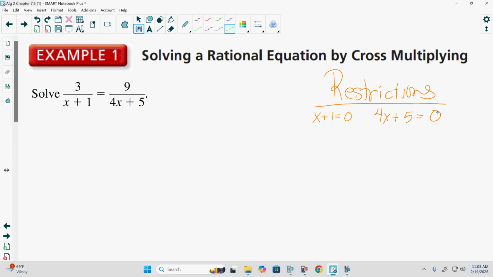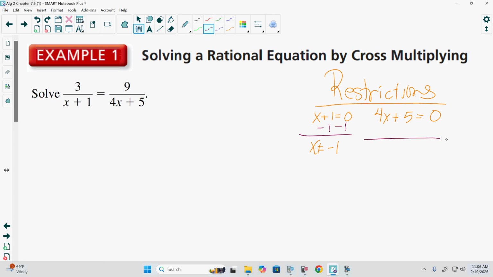Because if we get a value of x that makes the denominator 0, it is a restriction, it's an extraneous solution. It's a value of x that we get from solving that does not work in the original context, that does not work in the original problem. So for x plus 1, we subtract 1 from both sides, telling me that if x is negative 1, we would get a denominator of 0. It does not work. We cannot have that as a value of x. So x cannot be negative 1.